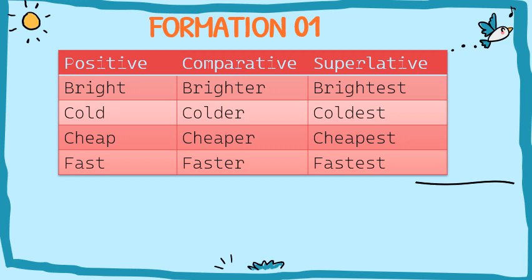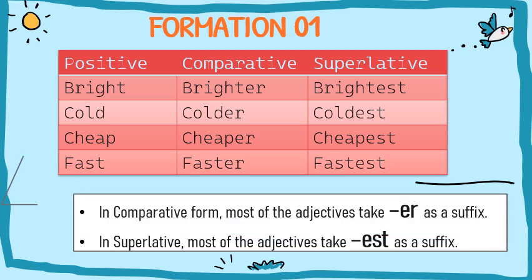You can easily observe that in the positive degree we are using the base form, but while we are converting that positive degree into comparative, we are adding er in all these examples. And in superlative degree, we are adding est. So here is rule number 1. In comparative form, most of the adjectives take er as a suffix, and in superlative, most of the adjectives take est as a suffix.